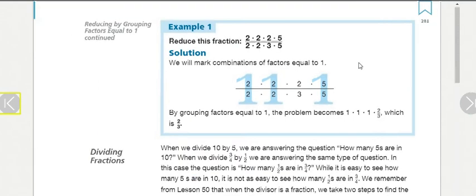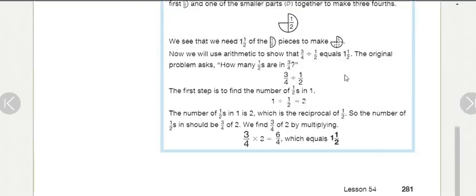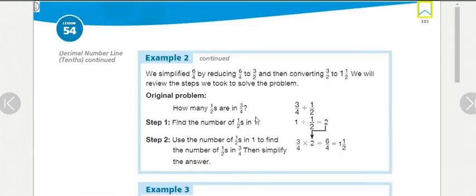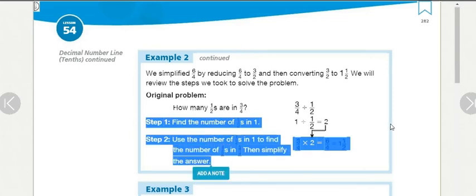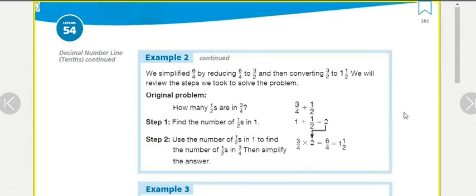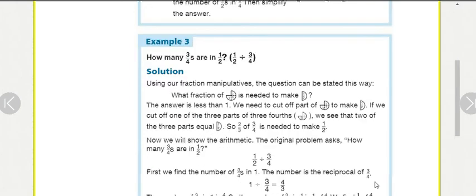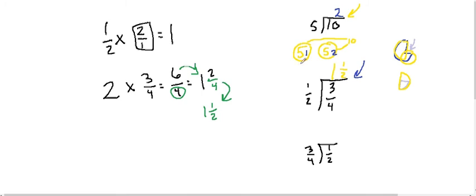Maybe again you read through this explanation. That's where it tells you why we're doing what we're doing. If you're a memorize-the-process kind of person and you don't want to get into that, you could also just learn these 2 steps and follow them religiously. Find how many of the divisor are in 1, then multiply that amount by the dividend. You can actually flip this around if you didn't see ahead of time. I've actually got it ready for us here.